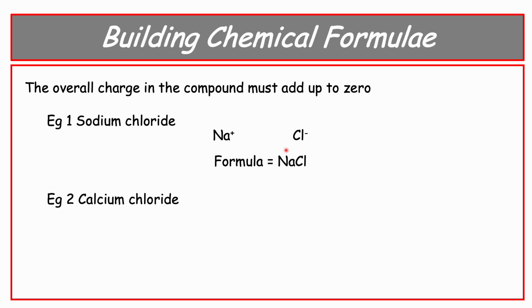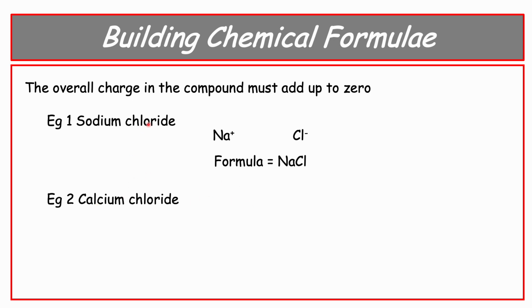Moving on to a different example of calcium chloride. I know calcium is in group 2, so it has 2 electrons in the outer shell. It will lose 2 electrons to gain a full outer shell, and therefore calcium forms an ion with a +2 charge.